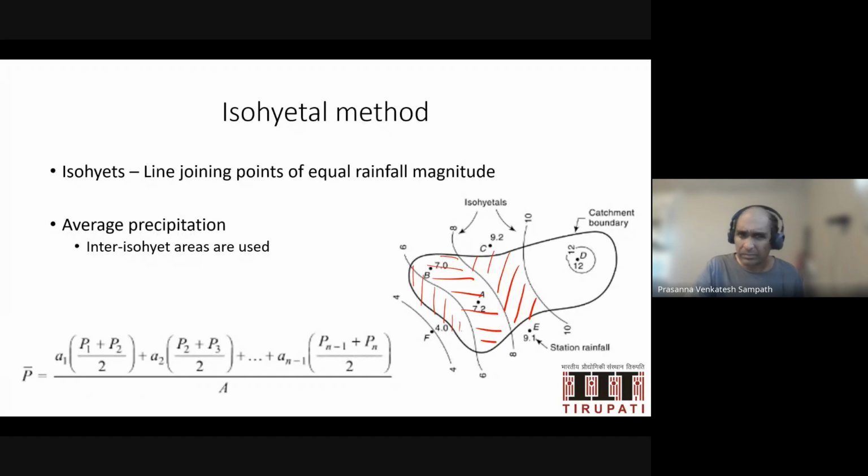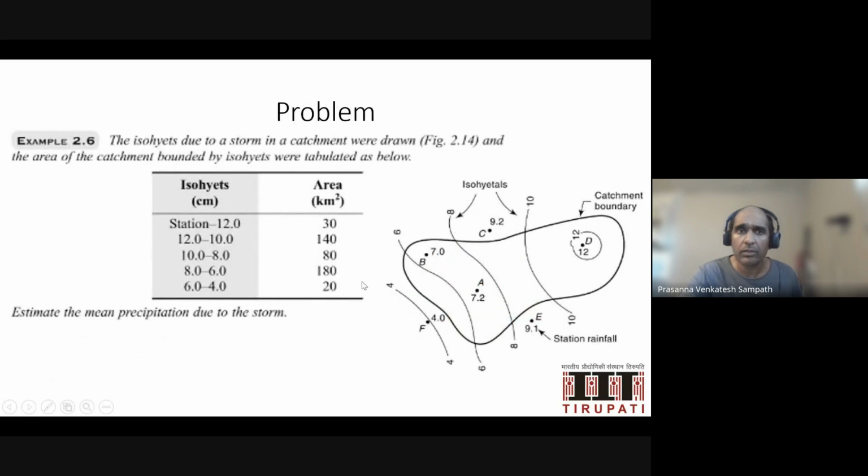So let's go ahead and look at a problem using this. The isohyets due to a storm and catchment were drawn as shown here, and the area of the catchment bounded by the isohyets were tabulated as below. So I have isohyets, and this area is 30 kilometers square. Then between 12 and 10 is 140 kilometer square. That is this area.